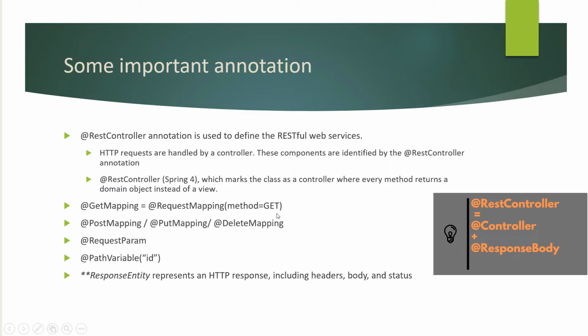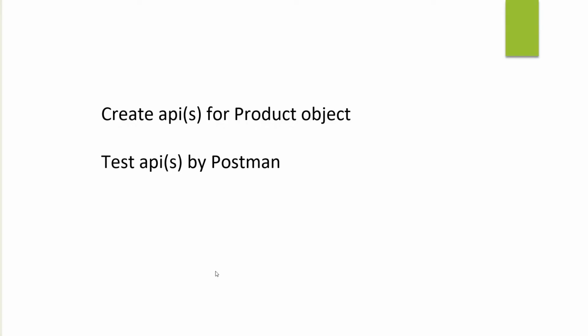And there are other annotations like @GetMapping or @PostMapping here. So instead of using @RequestMapping with method GET, you can use @GetMapping. And one more thing is ResponseEntity. It represents the HTTP response, including header, body, and status.